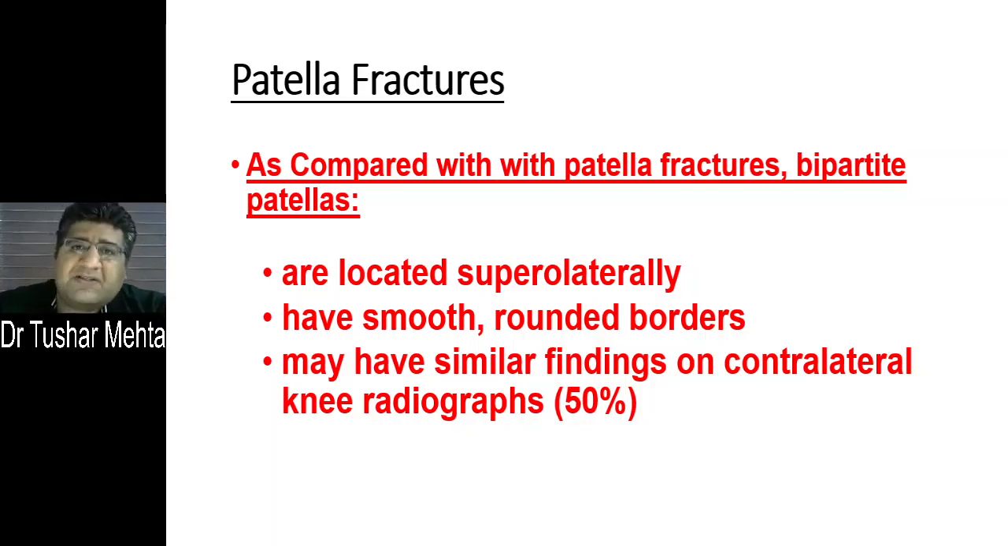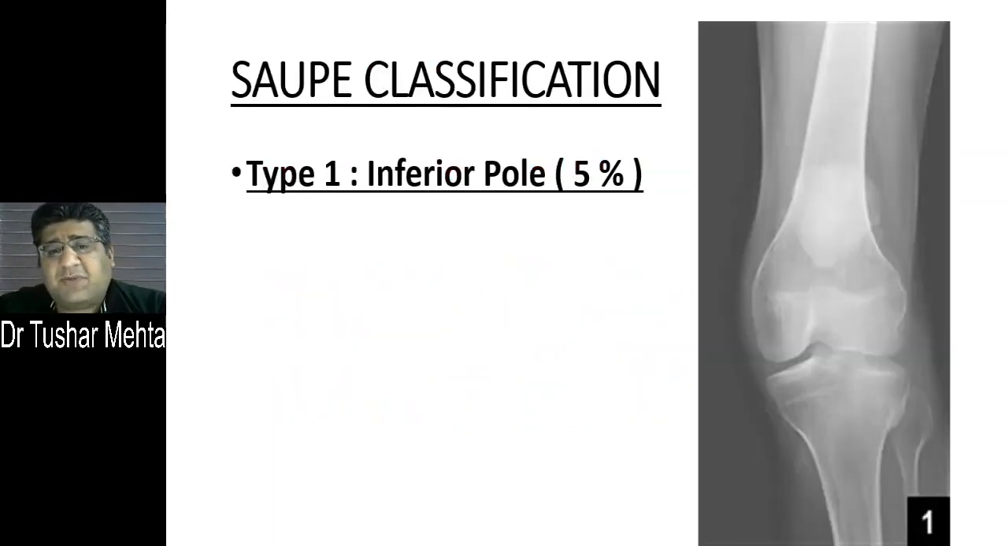So if something looks like a patella fracture, but the borders are smooth and rounded, the location is supralateral and it is present bilaterally, the first diagnosis is not patella fracture, it is bipartite patella. Now we'll talk about the classification that I mentioned, the sub-classification. In the sub-classification, there are three types of bipartite patella: type 1, type 2, type 3.